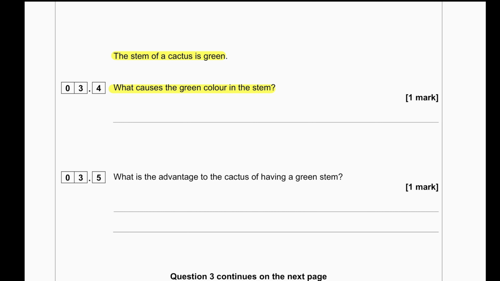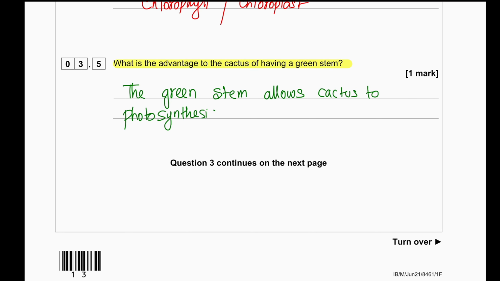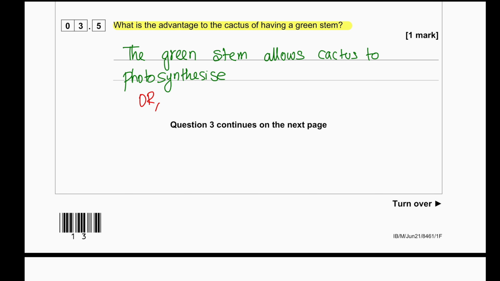Obviously, the stem contains a lot of chlorophyll. Since it contains a lot of chlorophyll, the chloroplast that contains the chlorophyll gives the stem its green color. What is the advantage to the cactus of having a green stem? Having a green stem means that the stem is able to photosynthesize and make some sugar or glucose molecules.